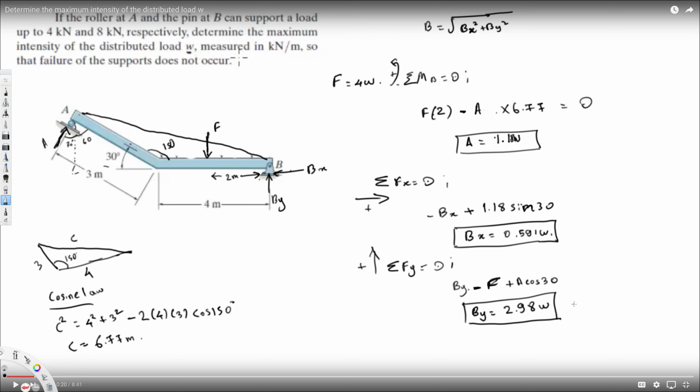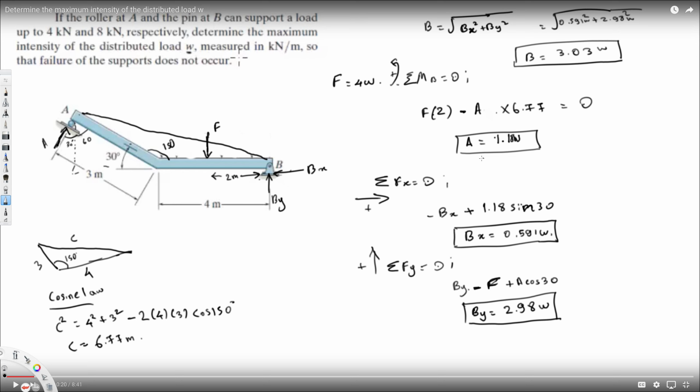Then I can calculate B by using this one. B is going to be equal to the square root of 0.591 squared plus 2.98 squared, which is going to give me B is equal to 3.03 W. So this is the B, and this is the B we got.